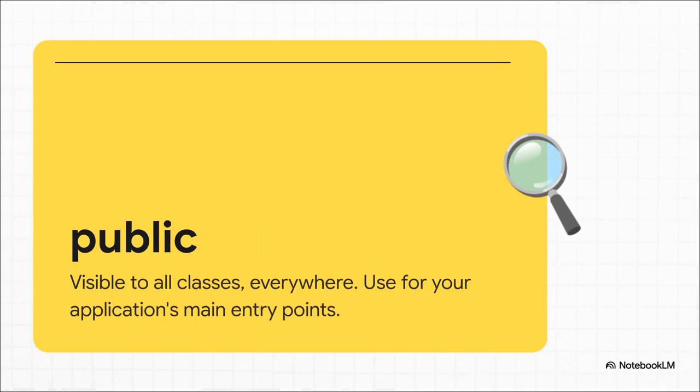And finally, we have public. This makes a class, a method, or a variable universally accessible from literally anywhere in your project, or even from other projects entirely. You need this for the main entry points of your application, your public APIs, but you really want to use it carefully to avoid exposing internal parts of your code that shouldn't be messed with.